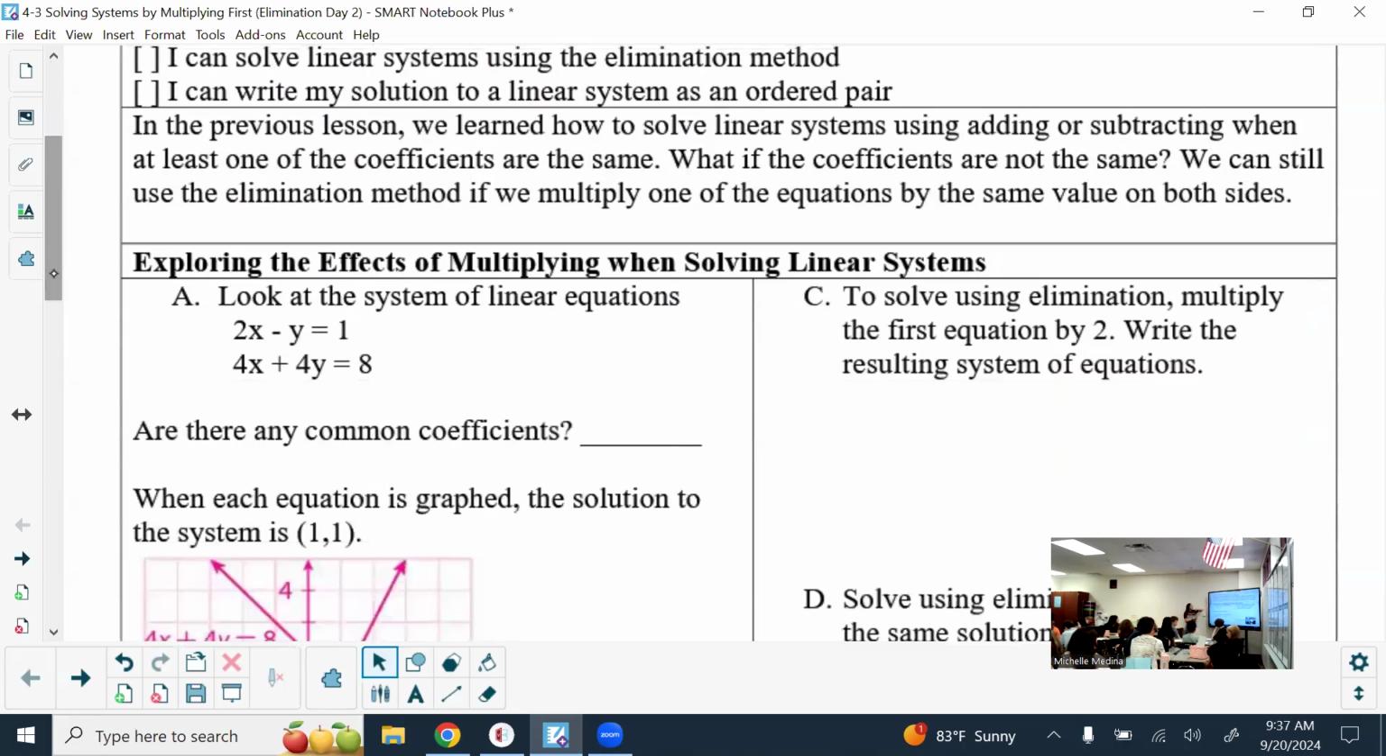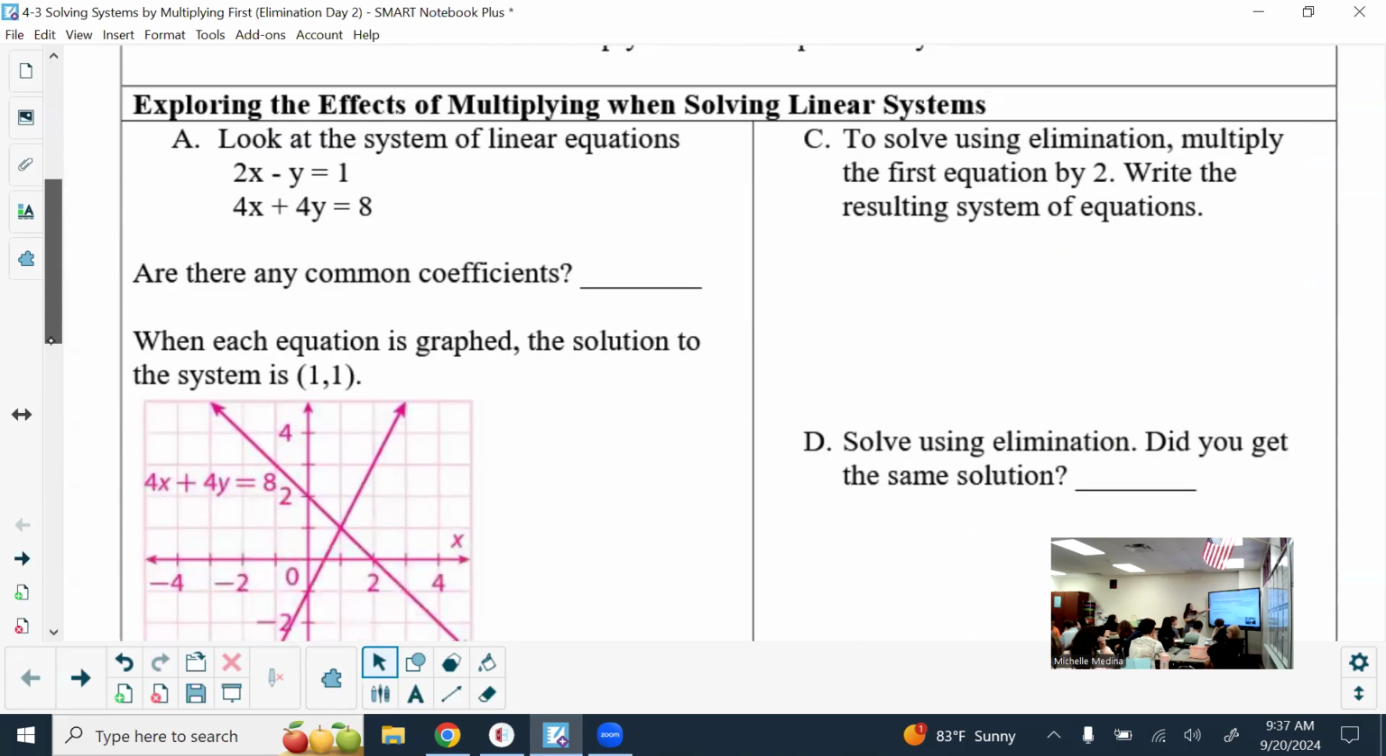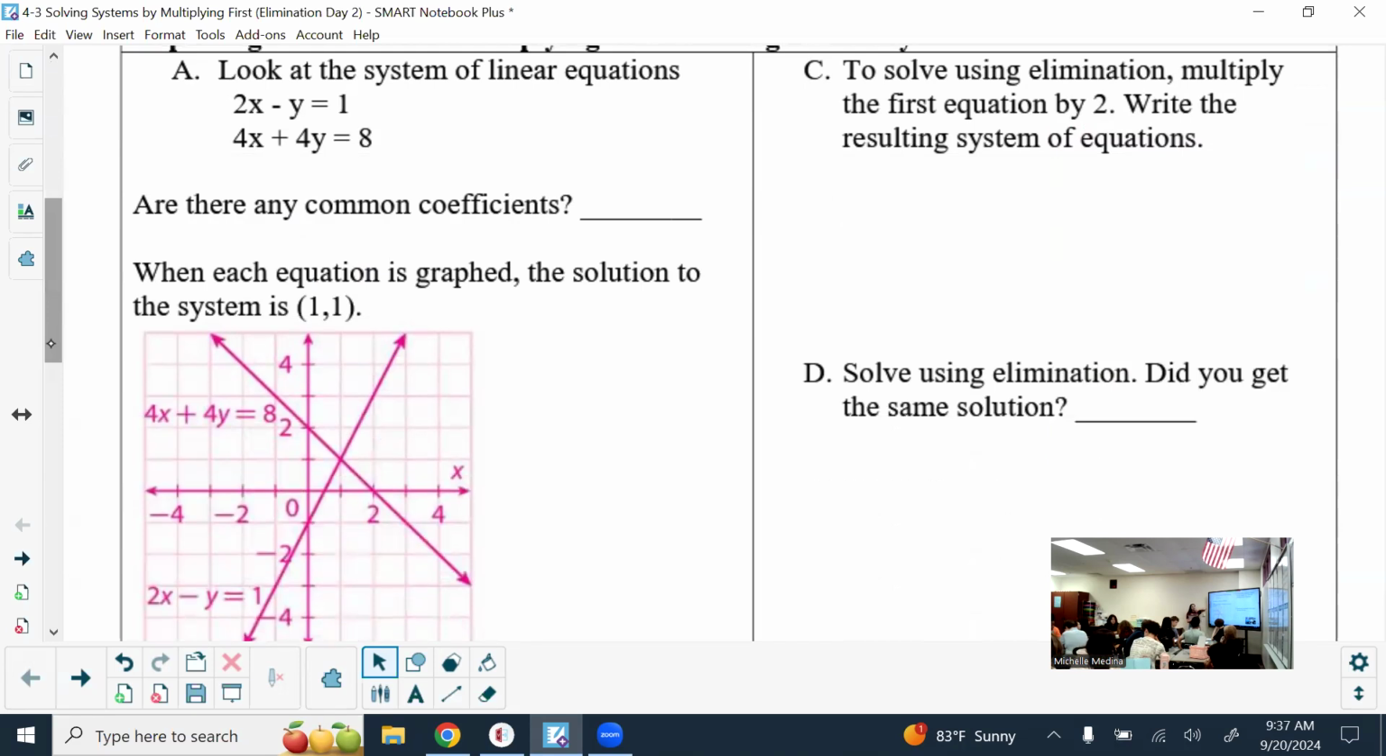All right, we're going to go ahead and get started. So look at this system of linear equations. Table 9, are there any common coefficients? No. Okay, so common coefficients are what we need in order to solve by elimination. We still can, but we just have to add an extra step, and that's what we're going to learn today. But first, you're going to see why this extra step that we will add isn't changing anything other than making it easier to solve.